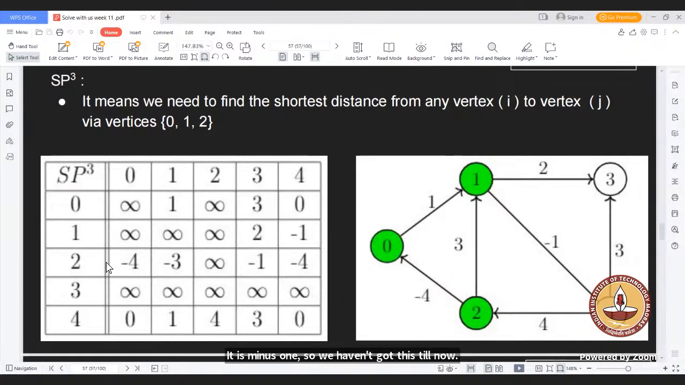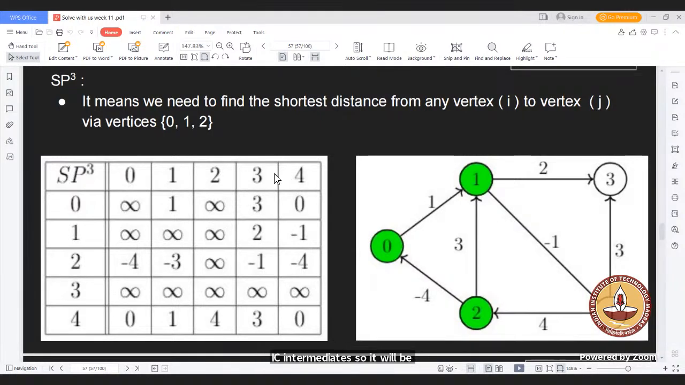So now we'll see for 2. 2 to 0 directly we can go, and 2 to 1 also we can go directly. So it will be -4 and 3 respectively. 2 to 2, we can't come back again using only these 3 as the intermediates. So it will be infinity only.